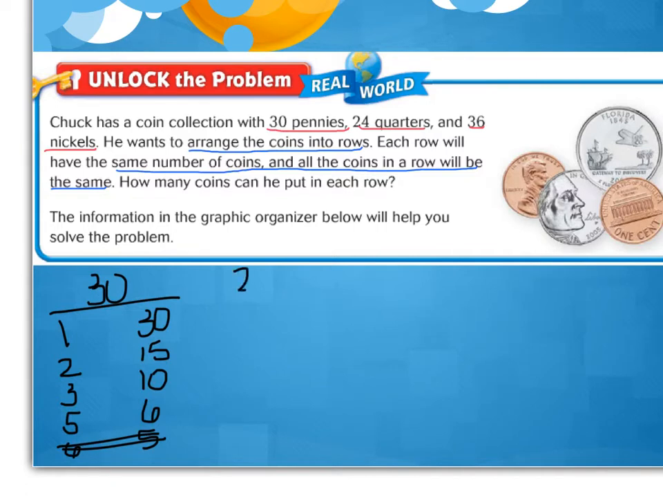Now I'm going to list the factors of 24 to represent the 24 quarters. Of course, I start with 1 and 24. 24 is even, so 2 is a factor, and half of 24 is 12. 2 plus 4 is 6, so 3 is also a factor of 24. As a matter of fact, 3 times 8 is 24.